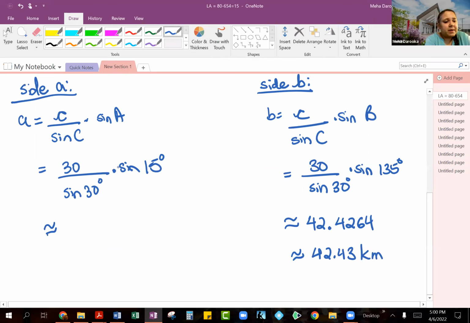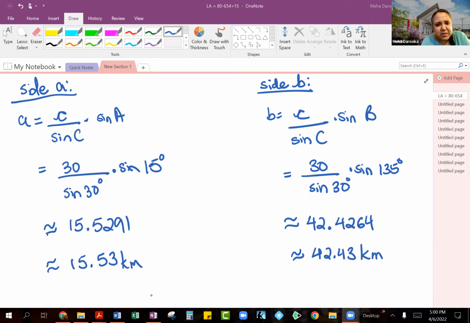And then for side A, the raw answer was 15.5291. So when you rounded this guy up, that came out to be 15.53, in kilometers again, and that's what you guys had, 15.53. All righty, perfection.